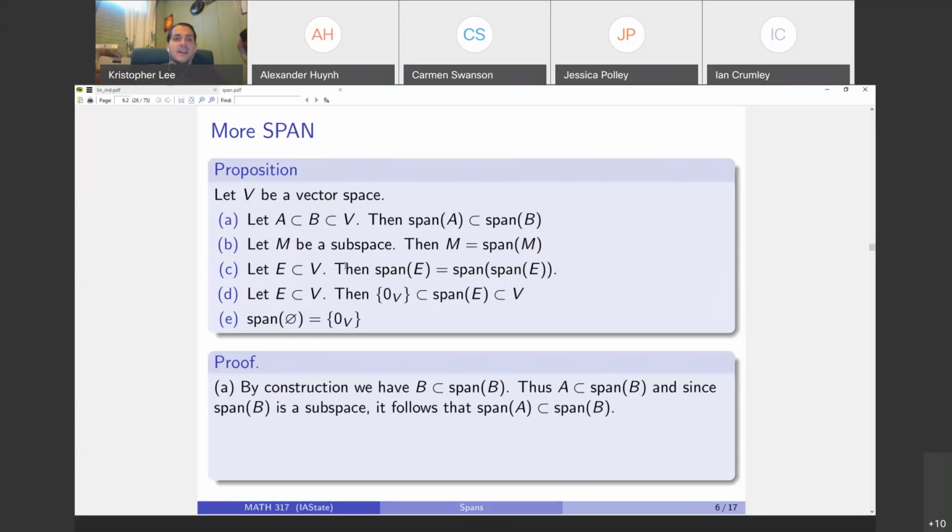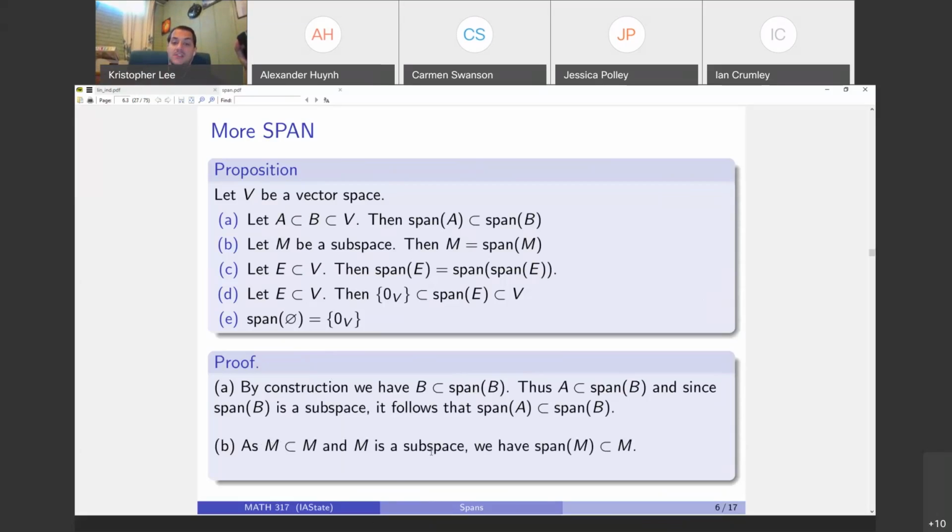Right. Next up, span doesn't do anything interesting when you apply it to a subspace. And that shouldn't be too surprising. Span is the smallest subspace containing a set. Well, if you're already a subspace, then this shouldn't do anything. So let's prove that. Well, M is a subset of itself. That's always true. You're always contained within yourself.